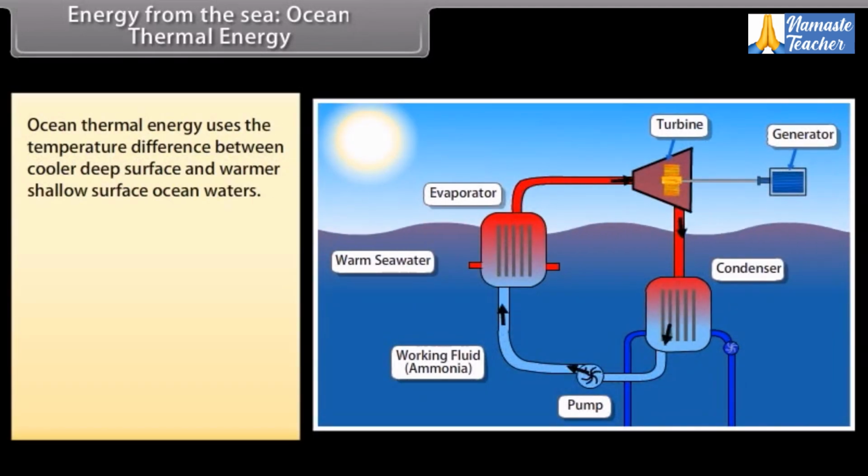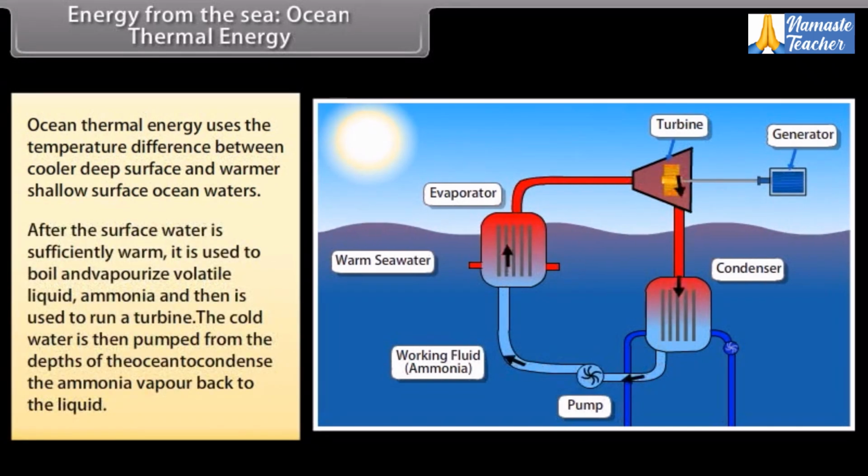Energy from the sea. Ocean thermal energy. Ocean thermal energy uses the temperature difference between cooler deep ocean waters and warmer shallow surface waters to run a heat engine and produce a useful form of energy, mainly electricity. The heat engine gives greater efficiency and power when it is run with a large temperature difference. In the oceans, the temperature difference between surface and deep water is greater in the tropical areas, and in other areas it is a modest 20 to 25 degrees Celsius.